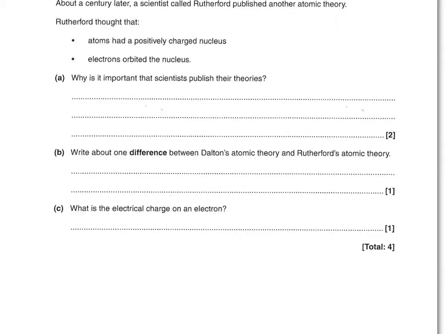Next one, write about one difference between Dalton's atomic theory and Rutherford's atomic theory. First thing is that in Rutherford's theory, the atom can be split, and in Dalton's theory, atoms could not be split. So that's the idea there. And what is the electrical charge on an electron? That is negative. You could also put -1 if you wanted to, or just minus, indeed.